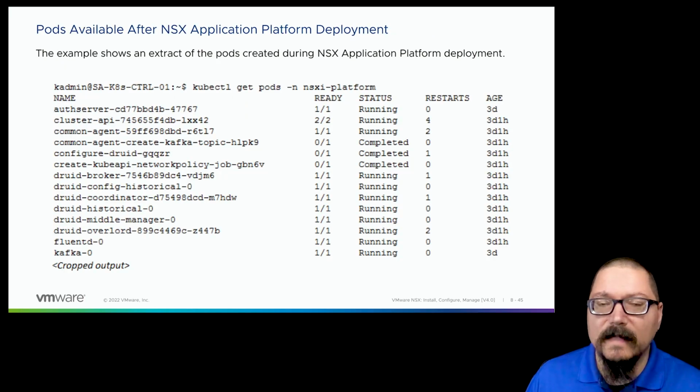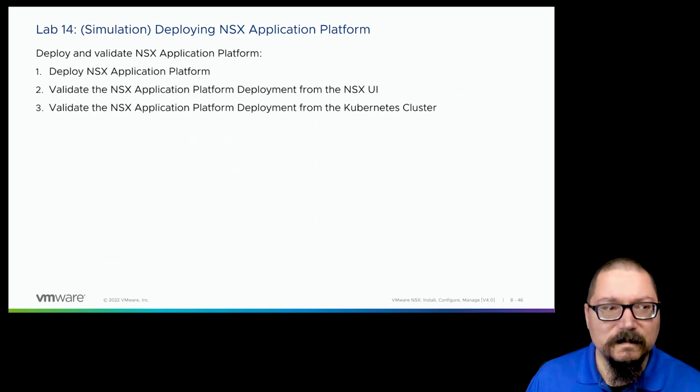If we do a get pods for the NSX Platform namespace, we see a big long list of stuff. Notice that this is cropped output. This is truncated. This is not complete. You're going to see a whole lot of stuff scroll by for your Kubernetes cluster. So let's go take a look at this and look at the deployment of Application Platform.